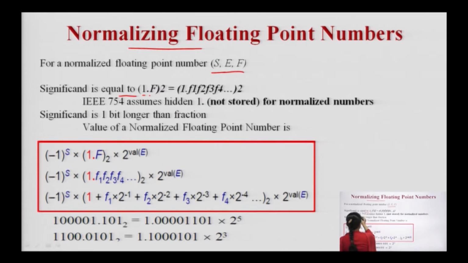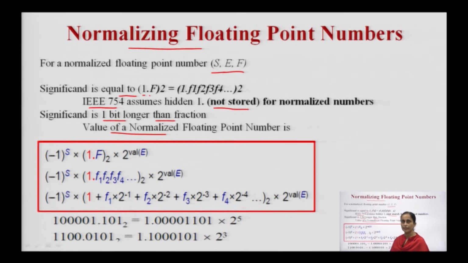IEEE 754 is a standard, and we will move to this standard later on. It assumes a hidden 1 before the decimal, that is not stored anywhere. For this normalized number, we will be considering the number written in the fraction part only. So, the significand is 1 bit longer than the fraction because it carries 1 bit before the decimal. The value of a normalized floating point number is represented as (-1)^s × 1.fraction base 2 × 2^e.